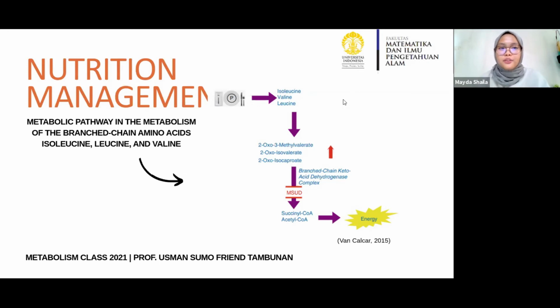So the principle of nutrition management for MSUD is to restrict the branched chain amino acids, especially leucine, and to supplement valine and isoleucine if plasma concentrations are below the target range, while limiting the toxic metabolites leucine and its keto acid, 2-oxoisocaproic acid. Next.